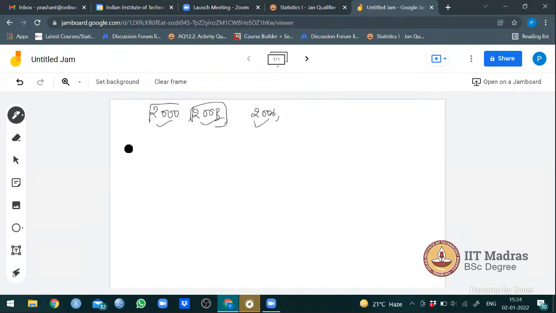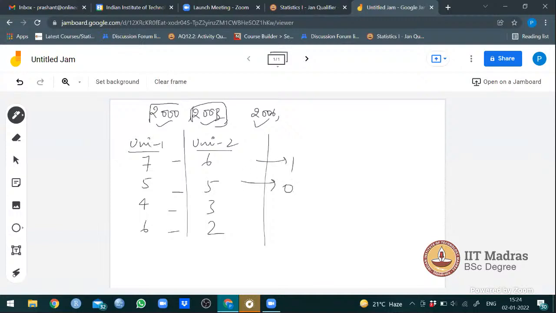Suppose you have a rating of any university, university 1 and university 2. You give the ratings 7, 5, 4 and 6, anything out of 10. And for the second university, the ratings are 6, 5, 3, 2. By subtraction, you will arrive at the ratio scale, because it will be 1, 0, 1, 4. So there will be an absolute zero property. Yeah, I get it.